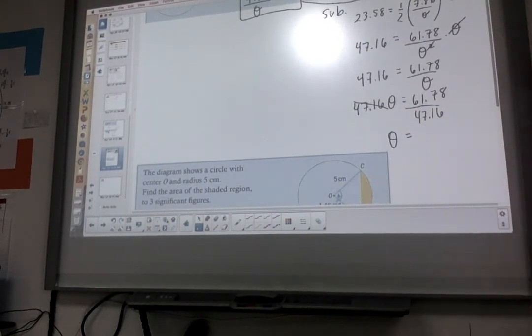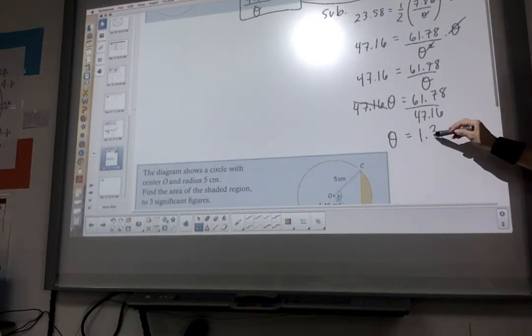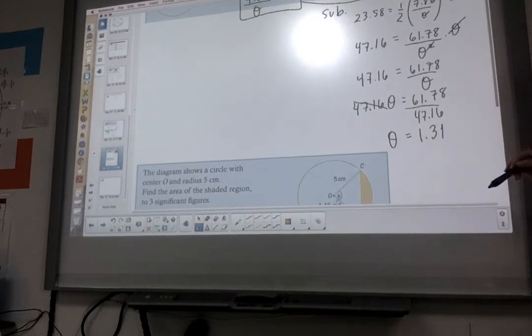And then the good old you get 1.310. So like that. In what units? This is theta, radians.